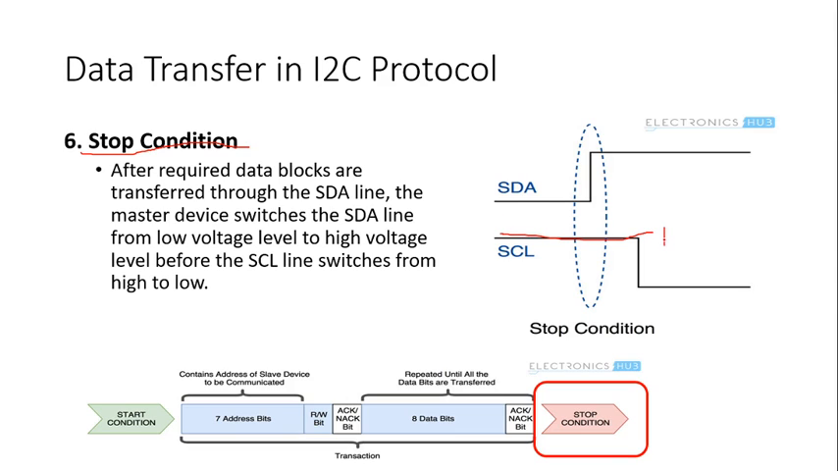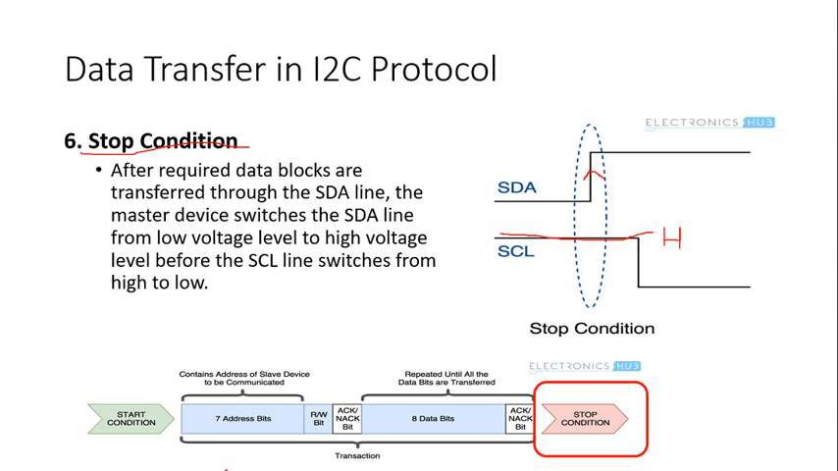Means this is high, and the SDA line is having the change from low to high transition. So a rising edge is present there, that is called a stop condition. After required data blocks are transferred through the SDA line, the master device switches the SDA line from low voltage level to high voltage level before the SCL line switches from high to low. So this is the final condition in the data transfer in I2C protocol.